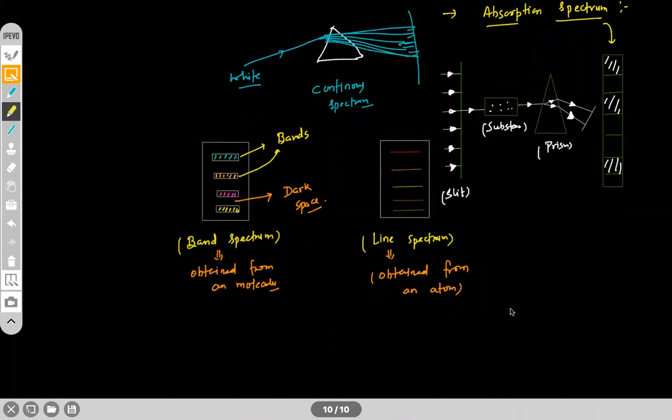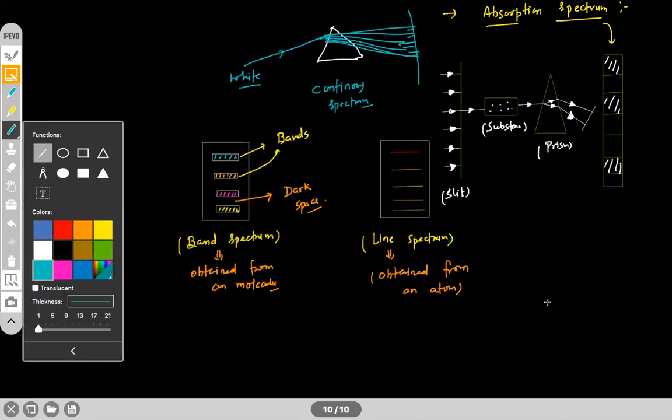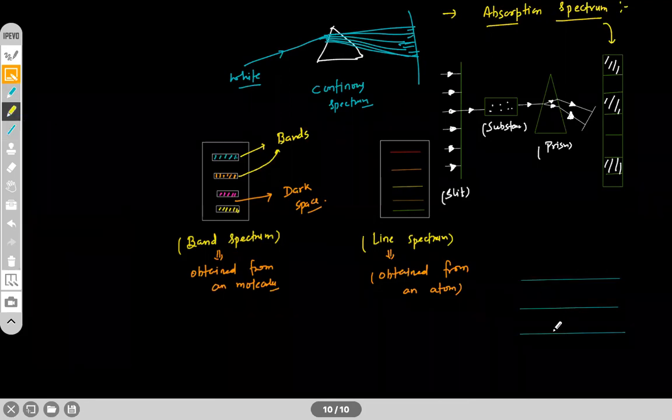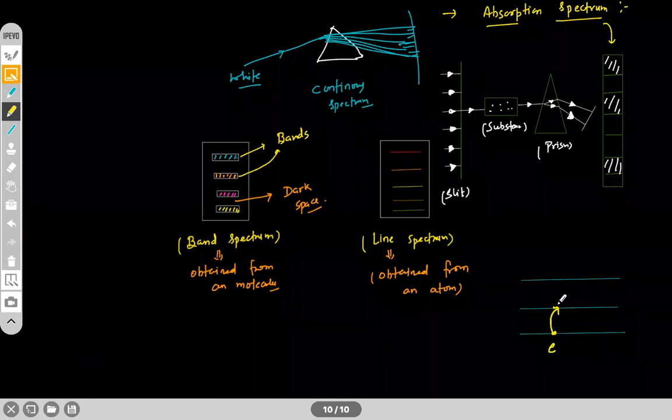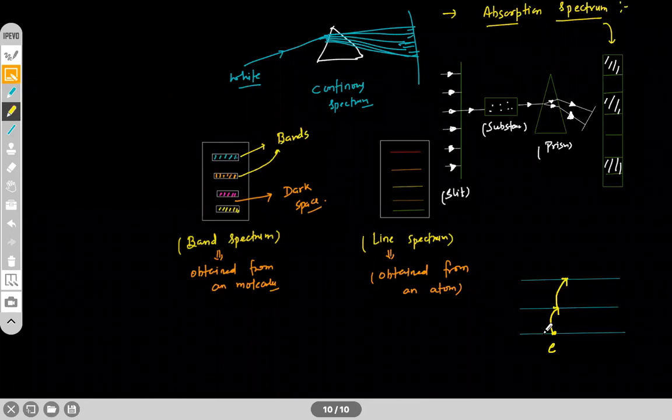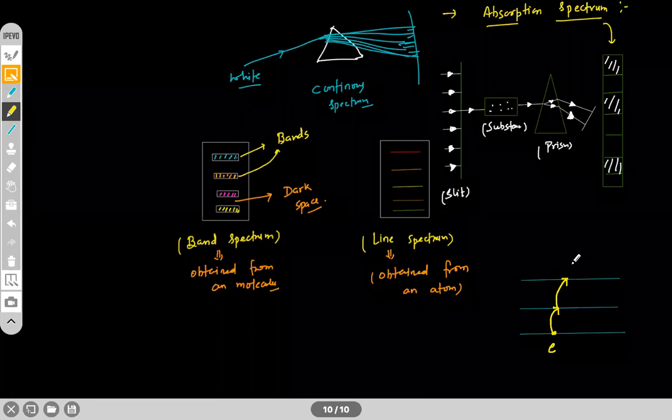And when this happens, what happens? We know this fact that within an atom, electrons are present, energy levels are there. So if I draw the energy levels like this, which is easier for me, a straight line, suppose these are the energy levels we have. If electrons are present over here in this substance, and when it absorbs energy, it will jump to the higher energy level, again another higher energy level. This is what happens. So an electron absorbs only those wavelengths corresponding to the energy levels present in the molecule.